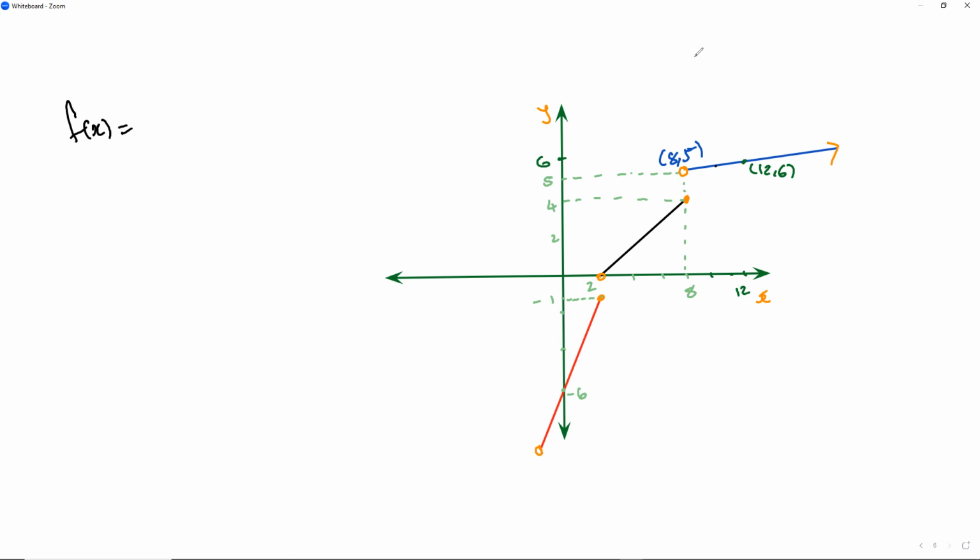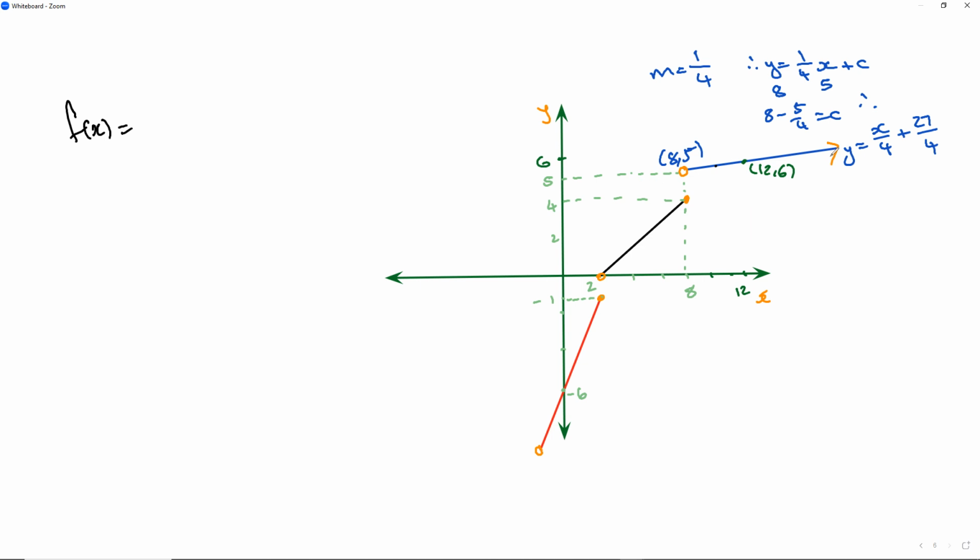6 minus 5 is going to be 1. That's my gradient of the blue line, and 12 minus 8 is 4. So therefore, y equals 1/4 x plus c. And then I substitute, let's say (8, 5) in there. I put 5 in there, I put 8 in there. I get 5 equals 8 over 4 plus c, so c equals 5 minus 8 over 4. That's 32 minus 5 over 4, which is equal to 27 over 4. So therefore, this line is going to be y equals x over 4 plus 27 over 4, which will be my c value.